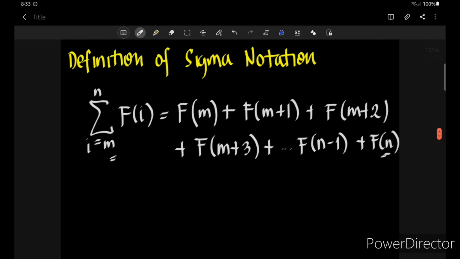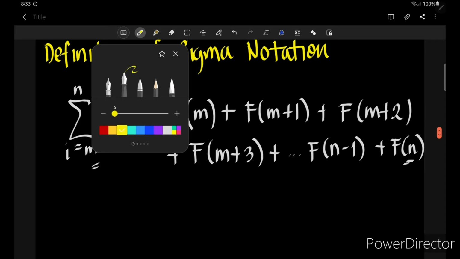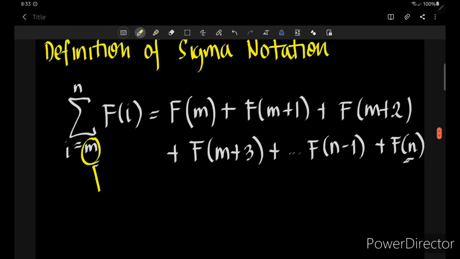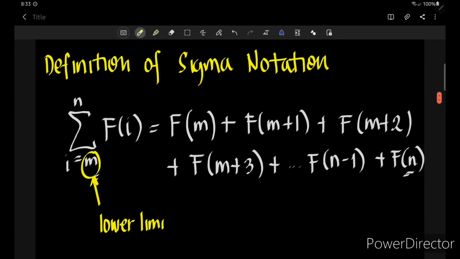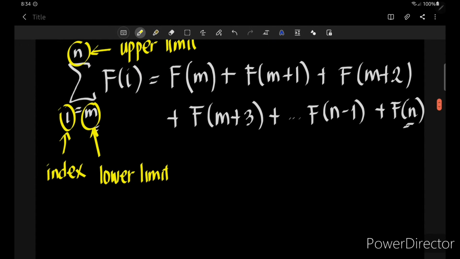Now, we will name the letters we placed. M is our lower limit. This is our lower limit. N is our upper limit. And I is the index. So, this is our sigma notation.